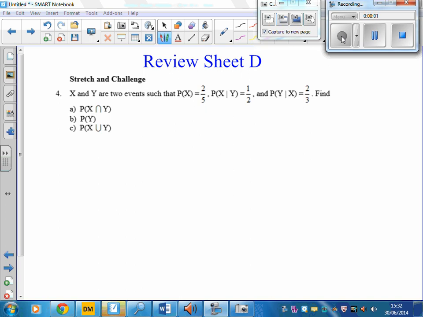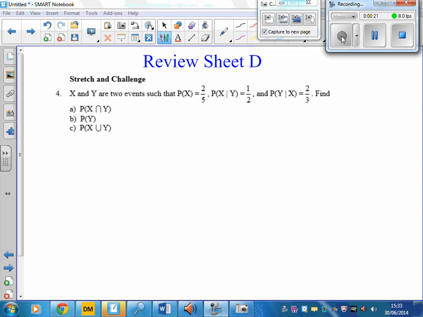RSD Stretching Challenge question 4. X and Y are two events such that the probability of X happening is 2/5. The probability of X happening, given that Y has already happened, is a half. And the probability of Y happening, given that X has happened, is 2/3. And then we're asked to calculate various probabilities.